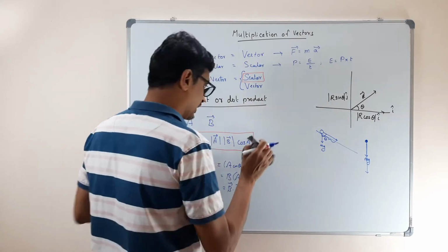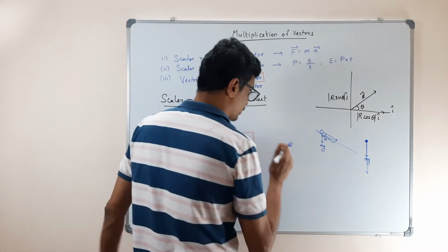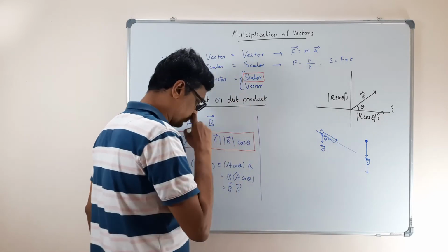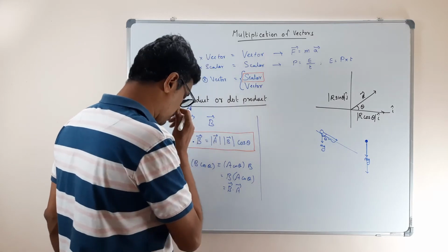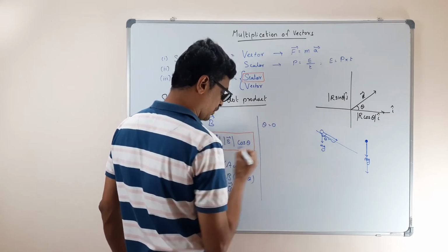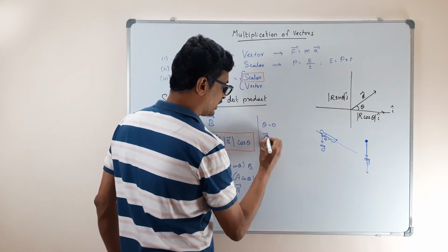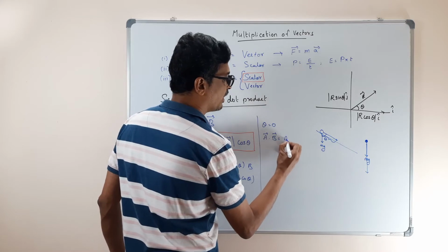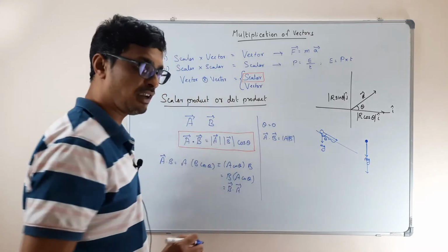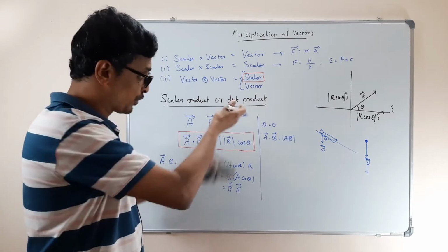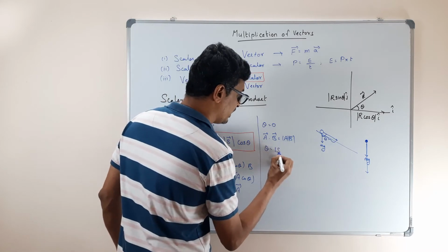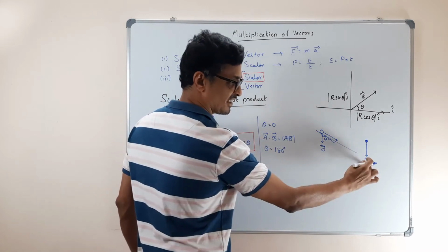So there your product will become negative. I will show you. AB cos theta. For example, if theta is equal to 0, then A vector dot B vector will be AB, because cos of 0 degrees equals 1. On the other hand, if theta equals 180 degrees, that is this case.